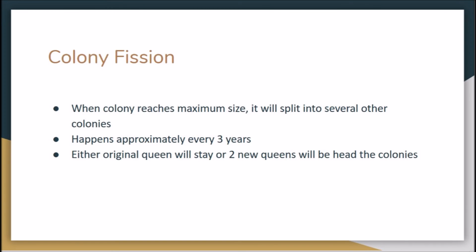So what happens when a colony of army ants gets too big for its size? This process is called colony fission, and basically what happens is that one big colony of army ants will split into 2 smaller colonies, and each of these 2 small colonies will have the chance to either accept the old queen to head their colony or choose a new queen.